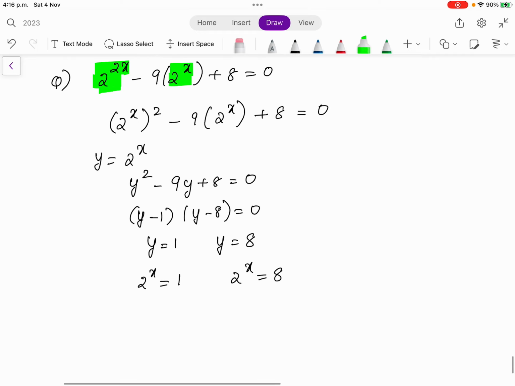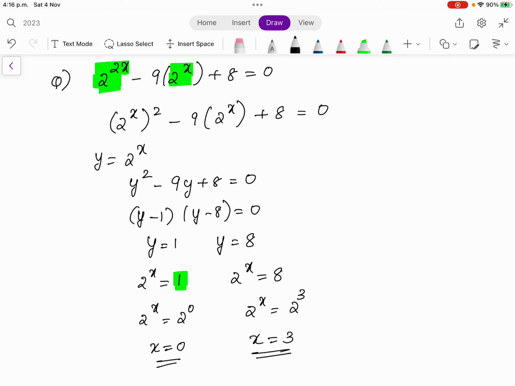Now there's one thing which you have to remember. How will you write 1 in terms of 2? It's nothing but 2 to the power of 0. So 2 to the power of x is equal to 2 to the power of 0, so x is equal to 0. And 2 to the power of x is equal to 8; 8 can be written as 2 to the power of 3. So x is equal to 3. So x is equal to 0, x is equal to 3. So this is how we solve the equations.